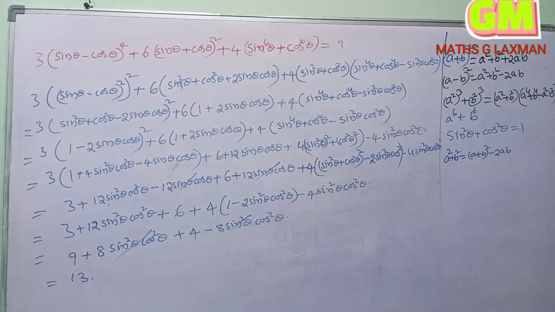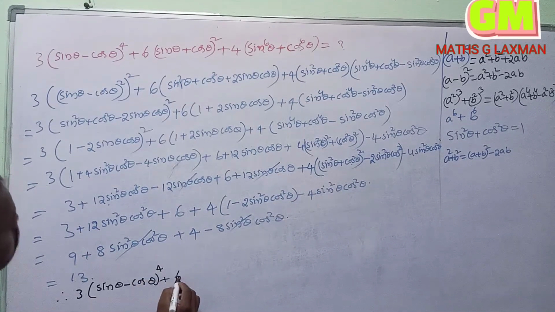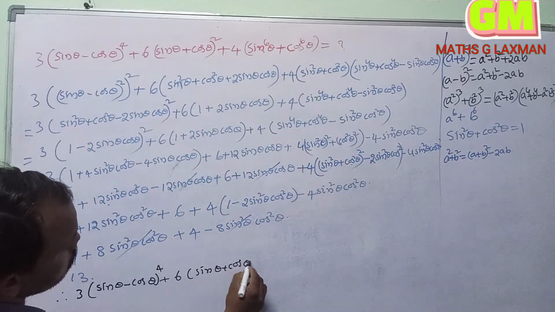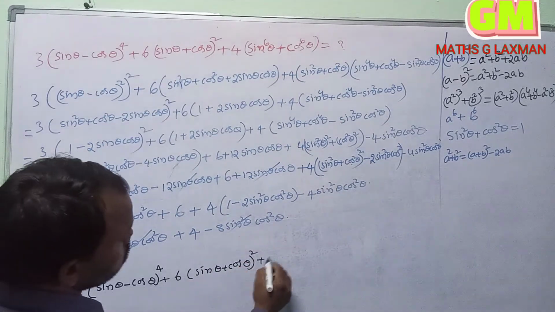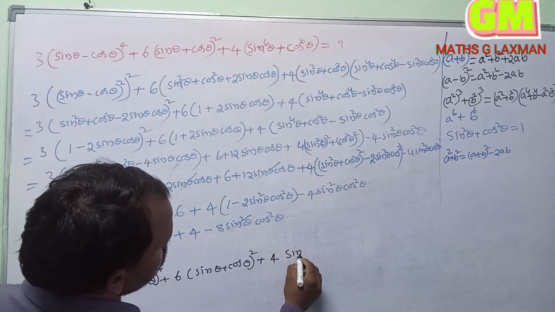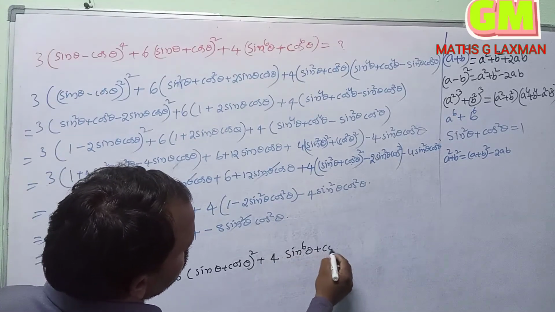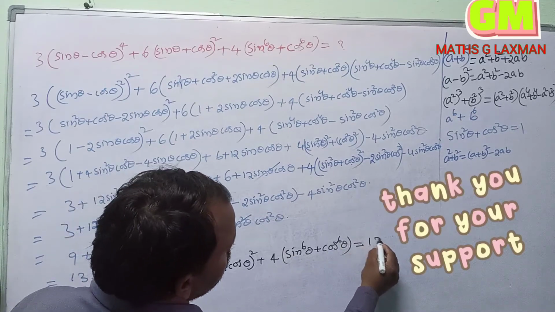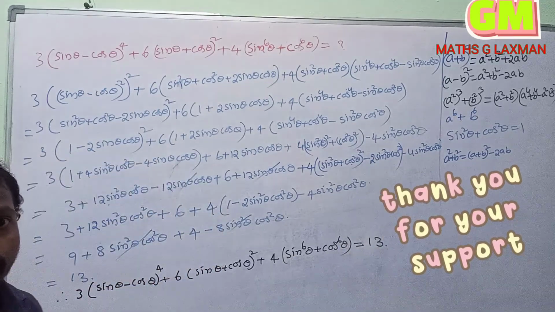So therefore 3(sin θ − cos θ)⁴ + 6(sin θ + cos θ)² + 4(sin⁶θ + cos⁶θ), which is equal to, the value is 13.